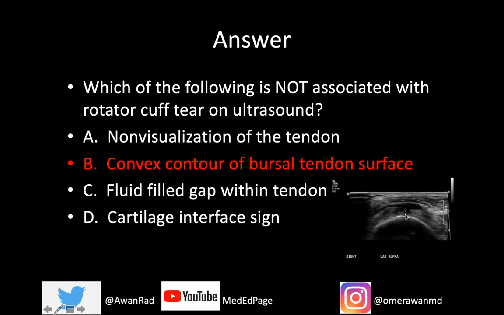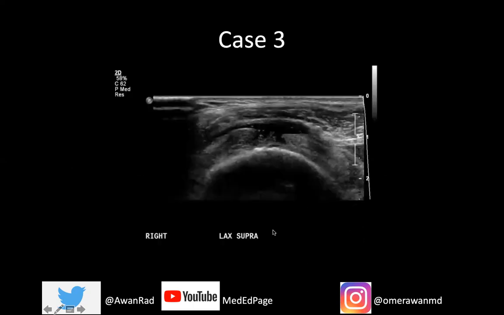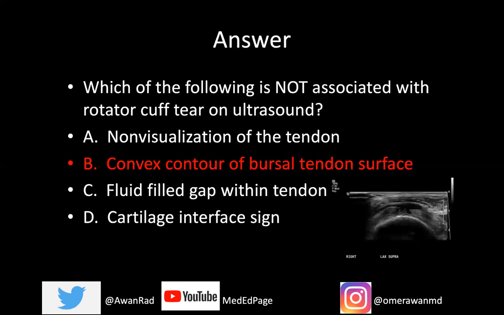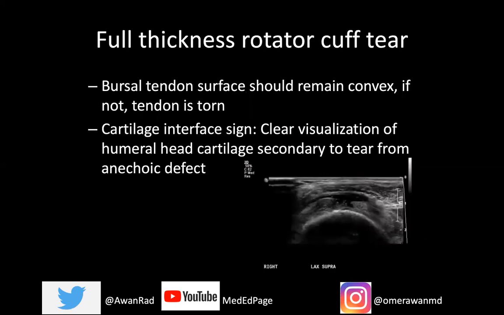So here, notice that you can see this area, and I want to come back here just to show it. This hypoechoic area right above the bone, that's the articular cartilage, right? You should never see that on an ultrasound. Like, we don't see it here. We see this because of the ultrasound properties of posterior acoustic enhancement from the anechoic defect, right? So this is known as the cartilage interface sign. If you can see it, that's a sign of a rotator cuff tear on ultrasound. So very important principle here. So that's the answer here. The bursal tendon surface should remain convex. If it's not, the tendon is torn. And we discussed the cartilage interface sign in this example of a full thickness rotator cuff tear on ultrasound.